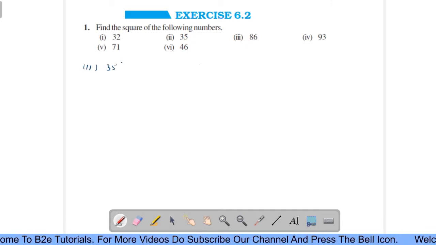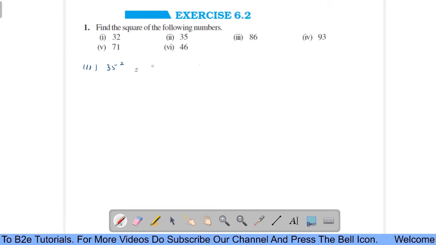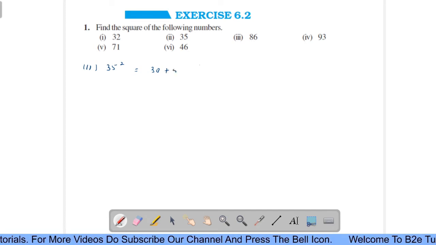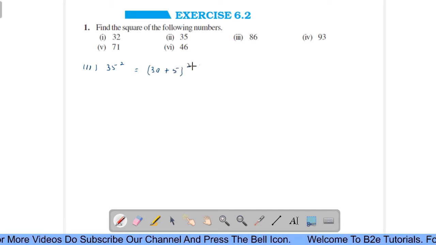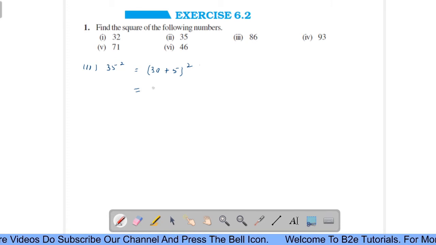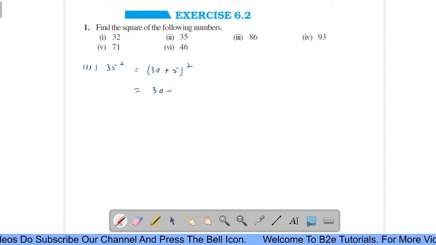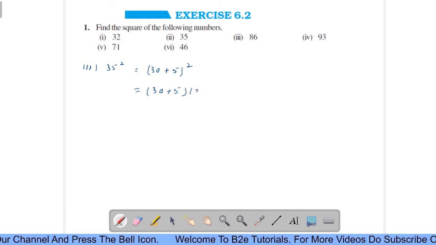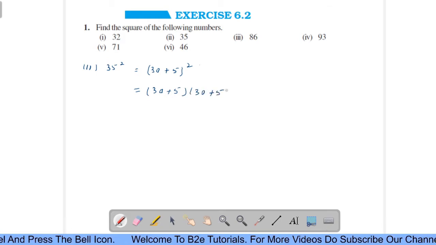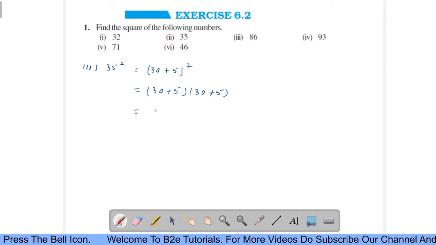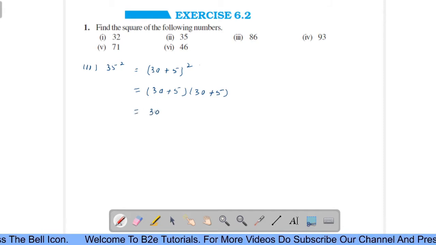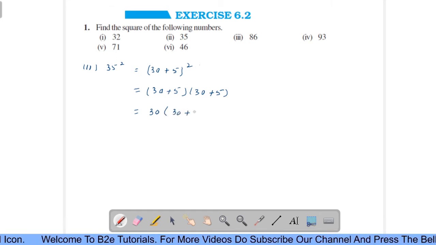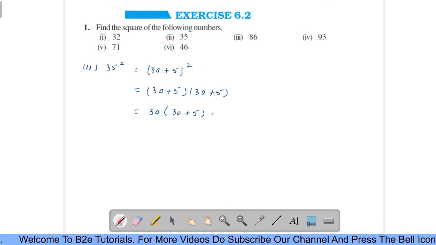Now come to the second part. 35 square, it can be written as 30 plus 5 whole square. This can be written as 30 plus 5 twice. Now open the bracket, it is 30, it is multiplied by the second bracket, that is 30 plus 5, plus 5.